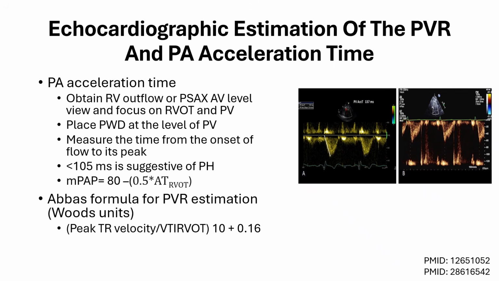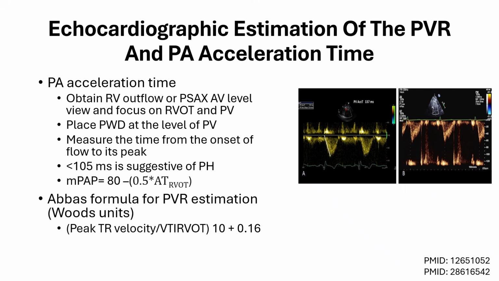The value of less than 105 milliseconds is suggestive of pulmonary hypertension. You can also estimate mean pulmonary arterial pressure from this value, and the formula for that is 80 minus 0.5 times pulmonary arterial acceleration time. On the right part of the screen, you see a spectral Doppler profile of pulmonary arterial Doppler flows. You see pulmonary acceleration time, which is reduced, and also a notched profile, which are both suggestive of elevated pulmonary vascular resistance and afterload.